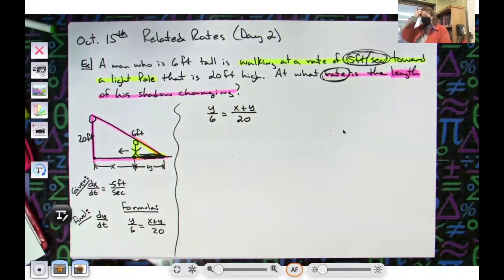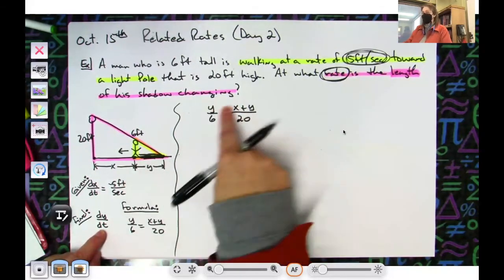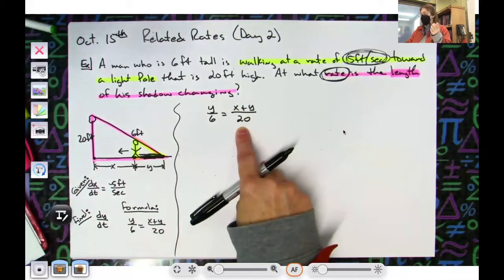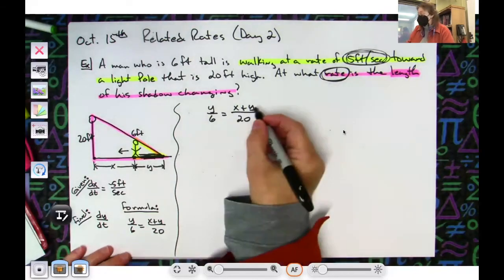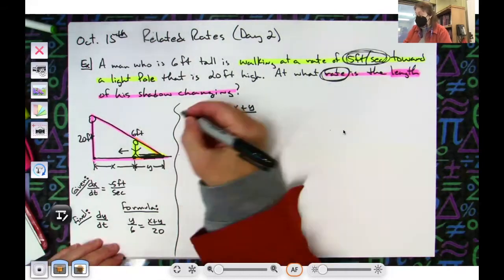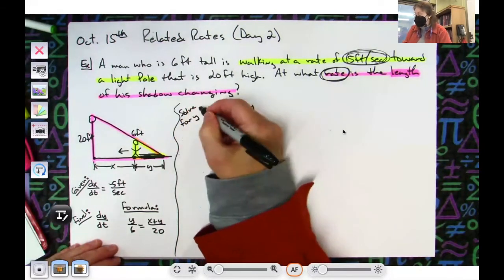All right, now, just to make things a little bit easier, I'm trying to find dy dt, right? The length there, y, with respect to time. So, if we cross multiply and solve for y, and then get y equals something, then when I take the derivative, it's going to be so much easier. Okay, so that's what I want you to do. I want you to solve for y. So I'm going to put solve for y. It just makes it a little bit easier.